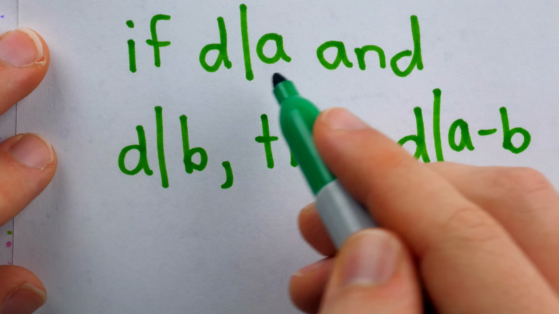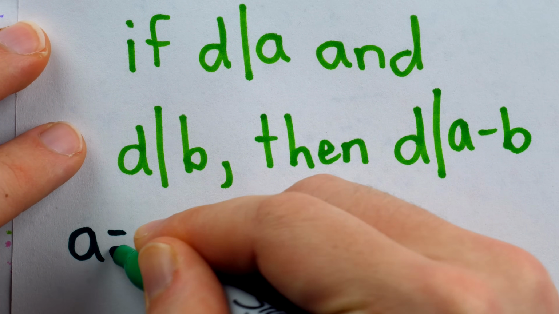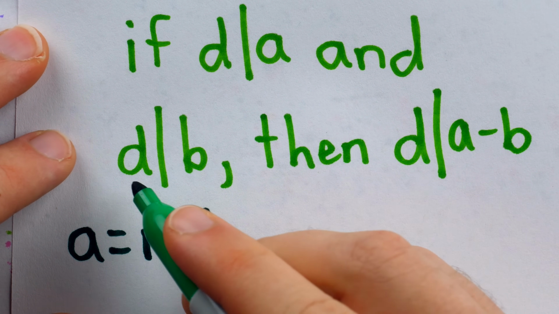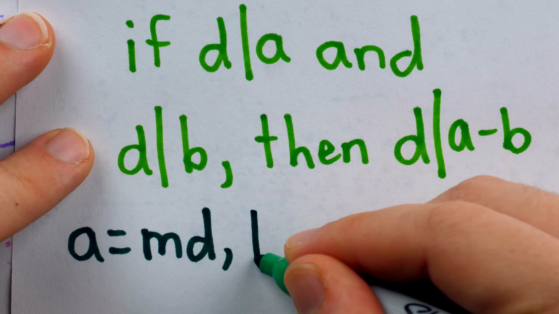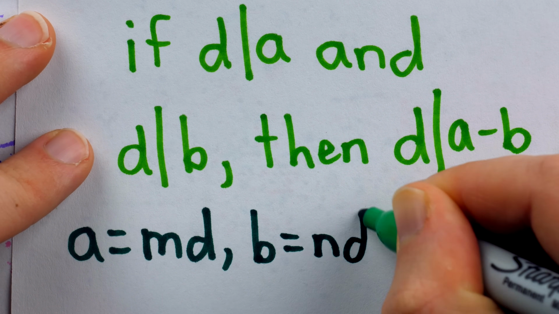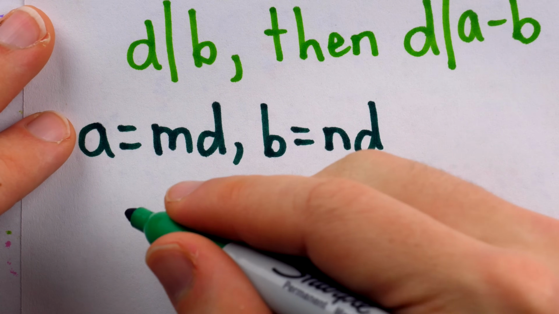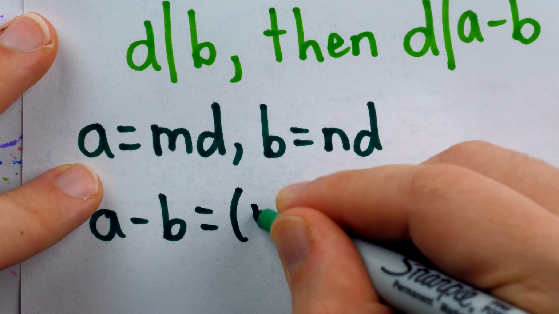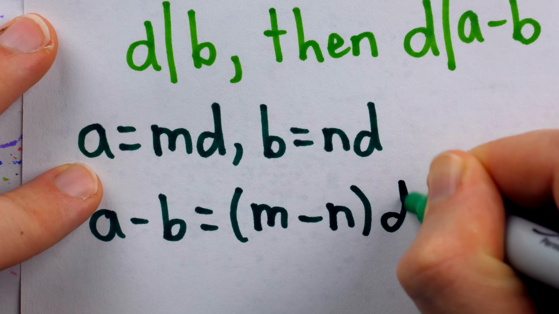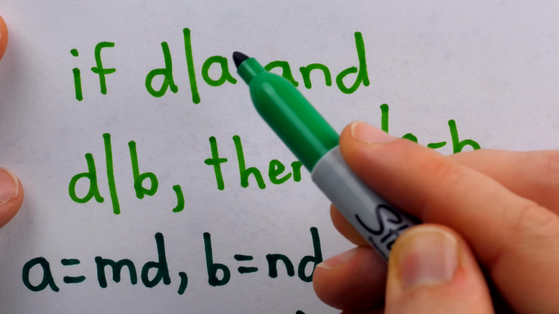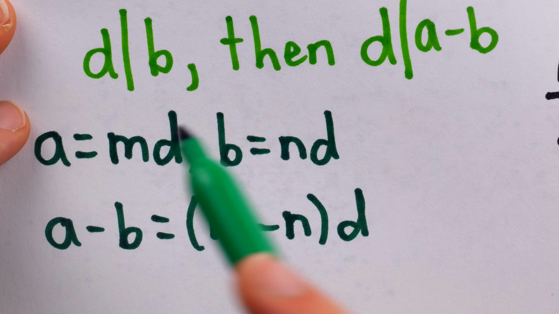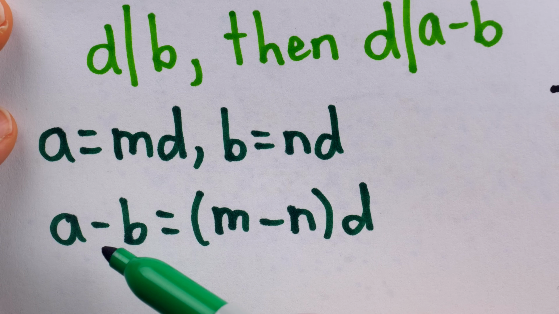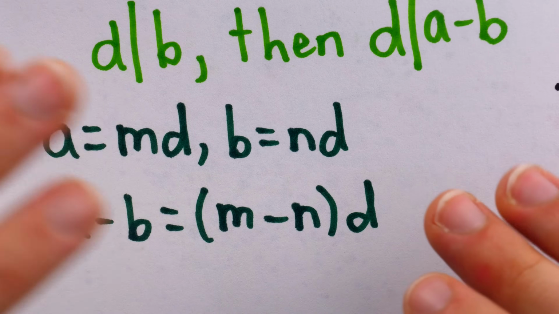This is because, of course, if d divides a, then we could write that a is equal to some multiple of d, say m times d. Similarly, if d divides b, then we could say that b equals n times d. And then, of course, a minus b is clearly a multiple of d, because a minus b would be equal to m minus n times d. Thus, the greatest common divisor of a and b must also be a divisor of a minus b. And so we'll be able to repeatedly perform subtraction to find the GCD, and that's the algorithm.